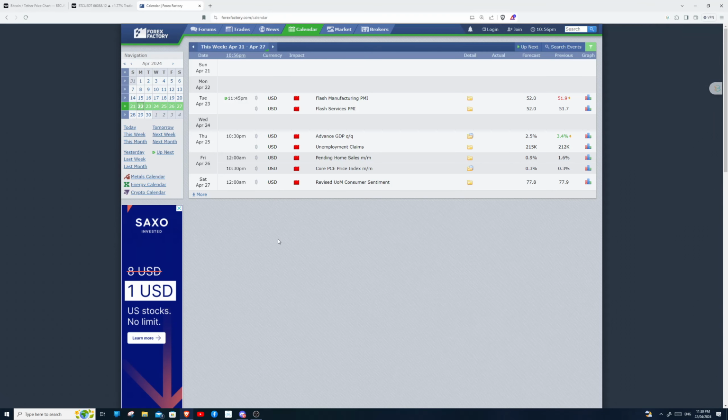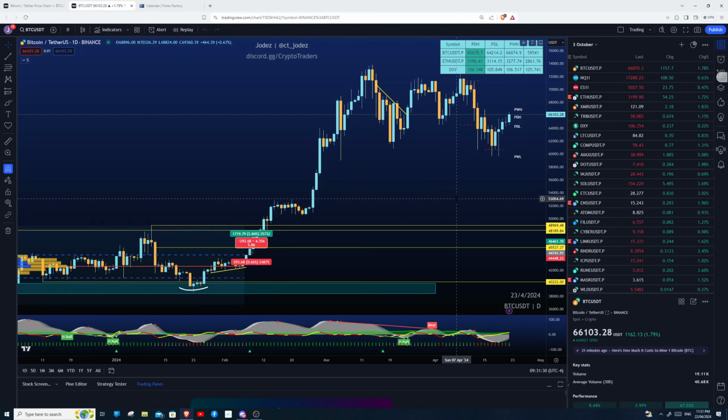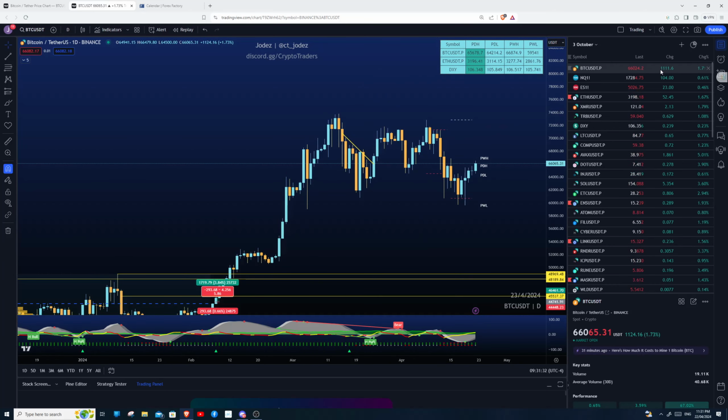In terms of red folder news, nothing really substantial in my opinion. For crypto, the main ones to watch out for are CPI, FOMC, and non-farm payroll. Other than that, other news events don't really affect the price that much. But we do have some news on Tuesday, 15 minutes after market open. It can bring some volatility, but probably won't affect the market too much.